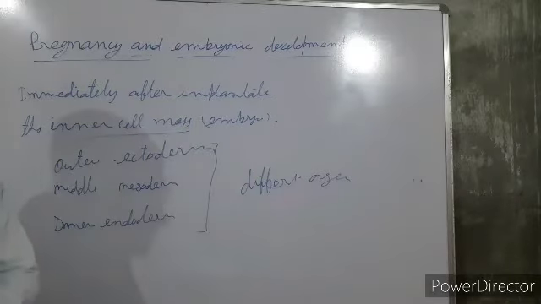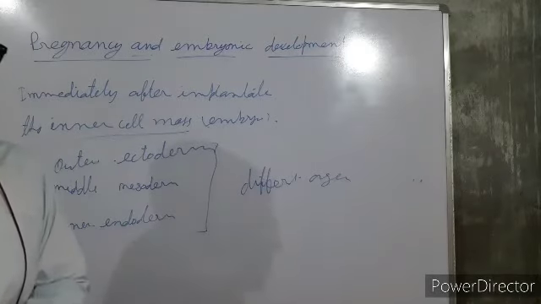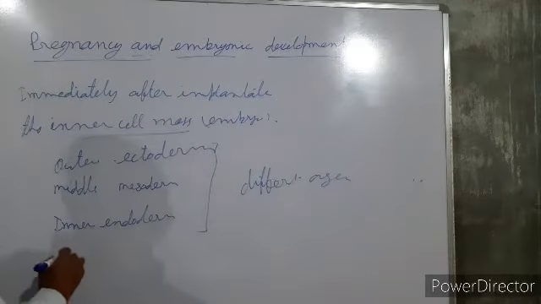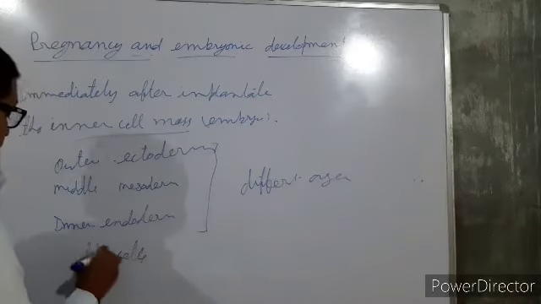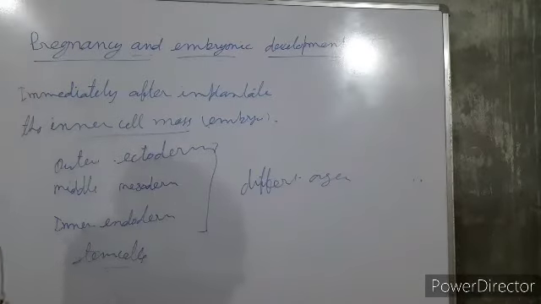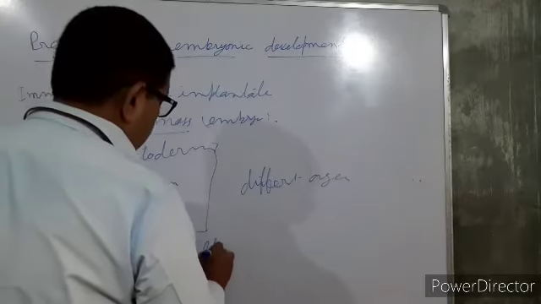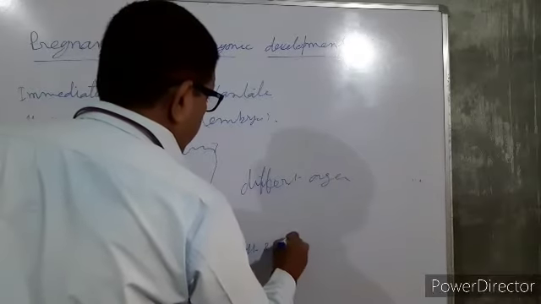The inner cell mass contains some special type of cells, and these cells are called the stem cells. These stem cells have the capacity to give rise to all the tissues and organs.